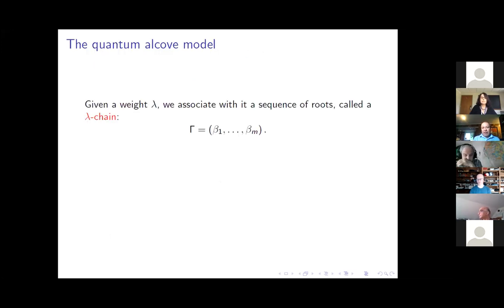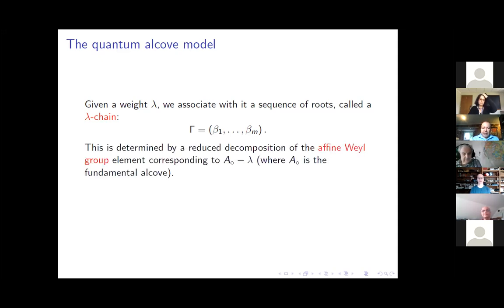So now the model starts with a finite type weight lambda, to which we associate a sequence of roots, positive or negative, which is called the lambda chain. The roots are denoted beta 1 through beta m. This sequence is determined by a reduced decomposition of the unique affine Weyl group element which sends the fundamental alcove A0 to its translation by negative lambda.